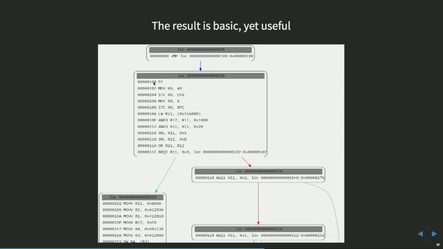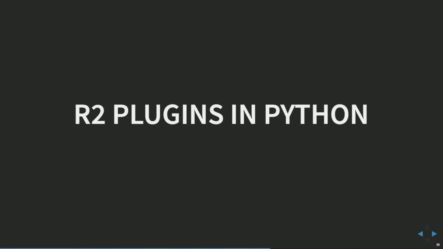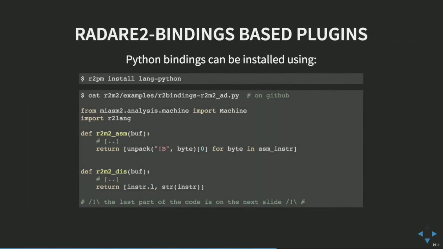But still it's too difficult to get some real job done. So what I did next, I decided to have a look at R2 plugins, and mainly R2 plugins in Python. So the goal here again is to call Python from C. First thing you can do, and that's really simple, you can use r2m2. r2m2, that's the R2 package manager, and you can use the lang Python binding, and that's it, if you want to write a plugin. You have on the r2m2 source code this example.